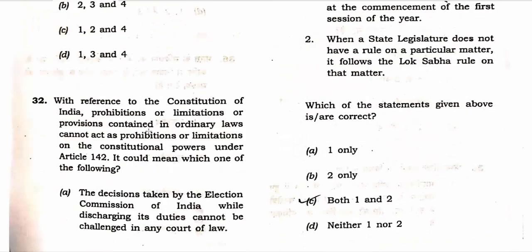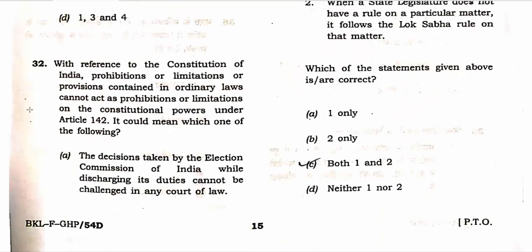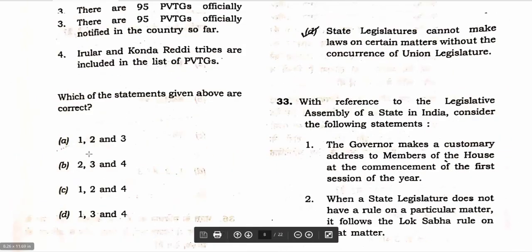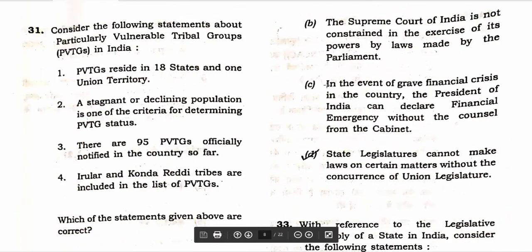32. With reference to the Constitution of India, the prohibitions or limitations or provisions contained in ordinary laws cannot act as prohibitions or limitations on the constitutional powers under Article 142. It could mean which of the following? The statement is long and quite confusing as well. But if you know what Article 142 talks about, it's talking about the judiciary. So look for the option that talks about the judiciary, and that's your B option. That is, the Supreme Court of India is not constrained in the exercise of its powers by the laws made by the Parliament. It just can't be constrained, as it's an independent part.